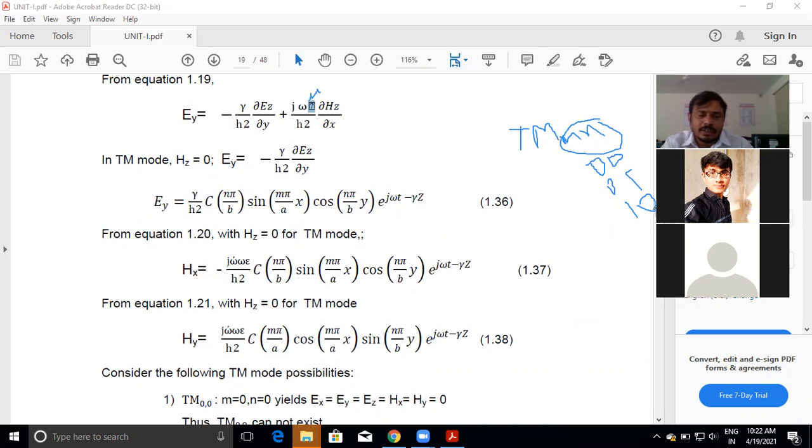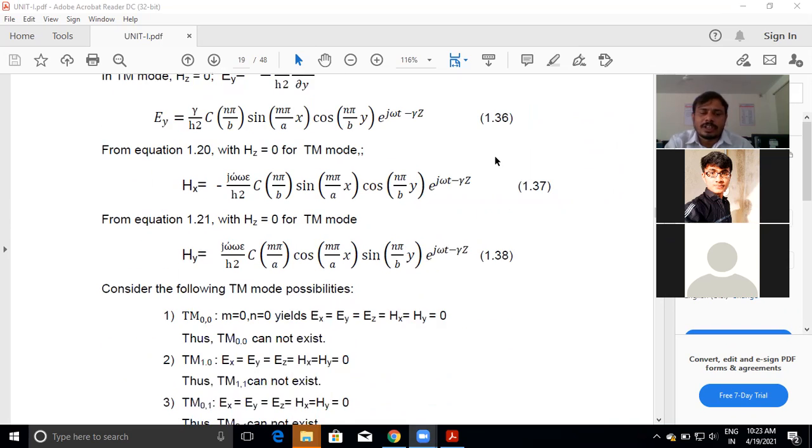Now see, in the first case, if you take TM00, m is 0, n is 0. Here all terms are multiplied with some m and n. Here also we have some m, n. Here m is there outside. Here also n is there. Here also m is there. So m is 0 means the total term is 0. n is 0 means Hx is 0. Here also n is 0 means Ey is 0. In the same way, Ey, Ex are also 0. That means TM00 is not existing. So TM00 is also not existing.